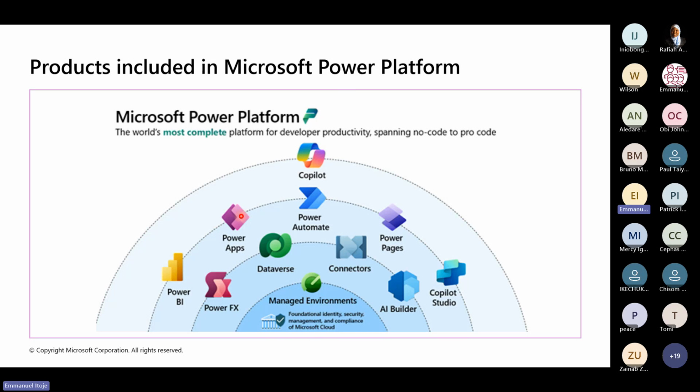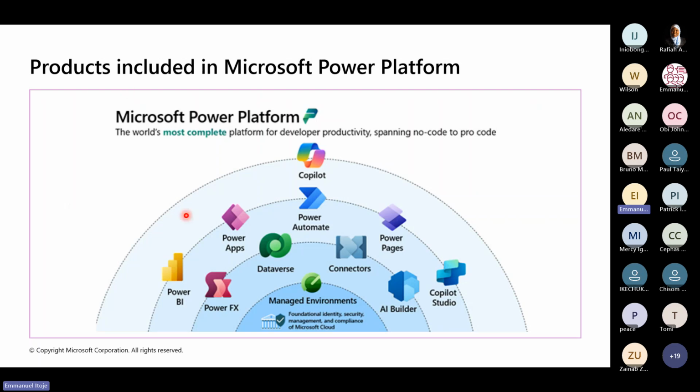So we have Power Apps, which is responsible for building custom business applications for organizations, while Power Automate is used to automate business processes. This used to be called Microsoft Flow. That's the old name. They used to call it Microsoft Flow, but Microsoft renamed it to Power Automate.